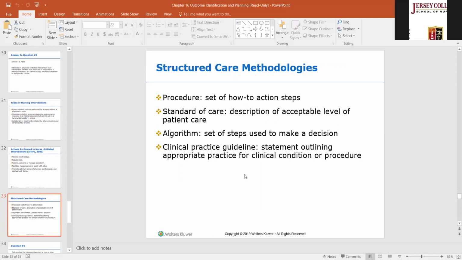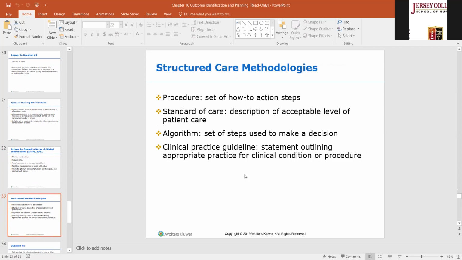We're setting procedures, okay? Structured care methodologies. We have a procedure of how to do it. We have a standard of care, an acceptable level of patient care. We use these algorithms, okay? They give us a set of defined steps to make a decision. So if this happens, we would do this. But if it goes the other way, then we would do something different.